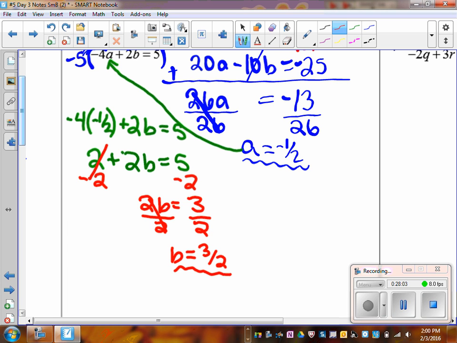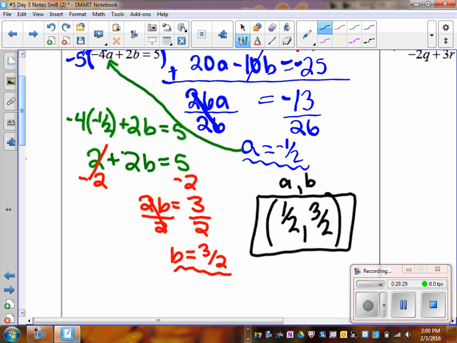Alright. Are we done though? No. What do we have to do? What does our final answer always have to be? What X and Y. Ordered pair. Good. X, Y. Here we have A, B, so we go alphabetical. A comes first, then B. So 1/2, 3/2. A, B. Okay, this is our answer.